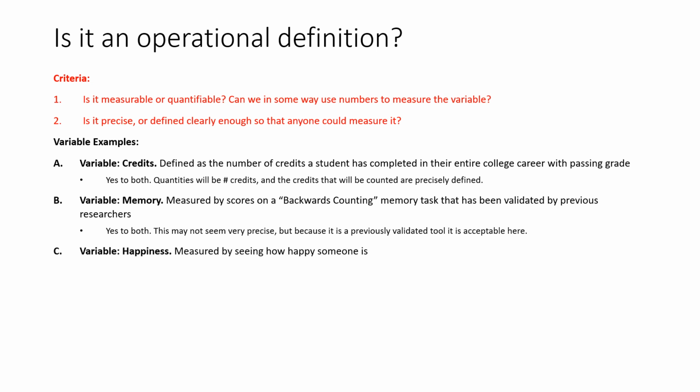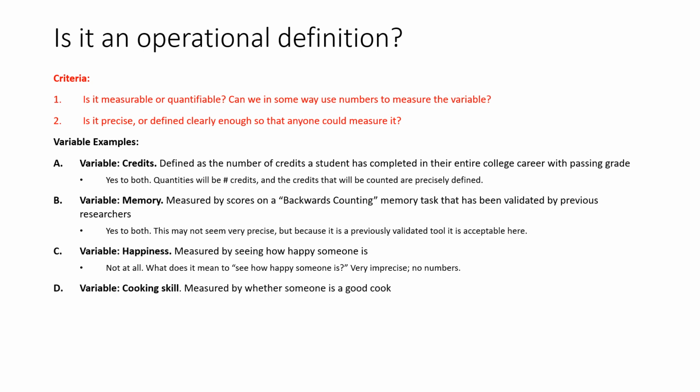Variable is happiness. We want to measure happiness. And we write for our operational definition that we're going to measure it by seeing how happy someone is. Is this precise? Is it measurable? Do we have something to attach a number to? And is it clear enough that anyone could recognize it? And I would say not at all. This is not at all an operational definition. What does it mean to see how happy someone is? It's very imprecise. We don't see any numbers.